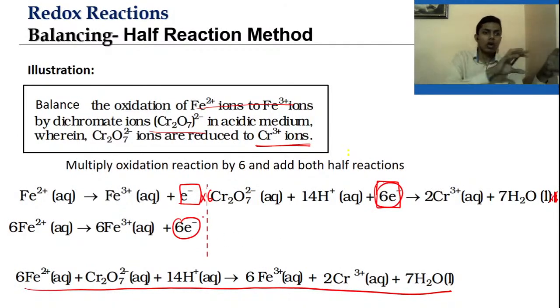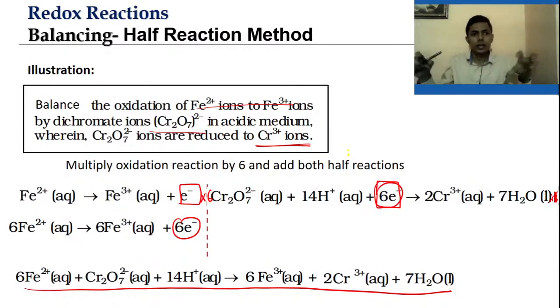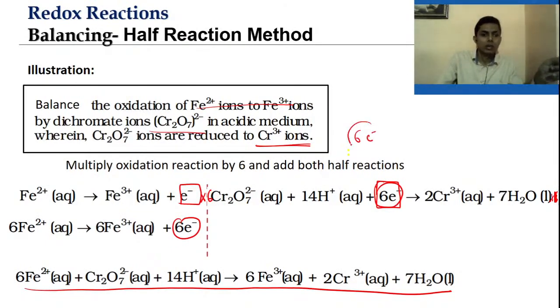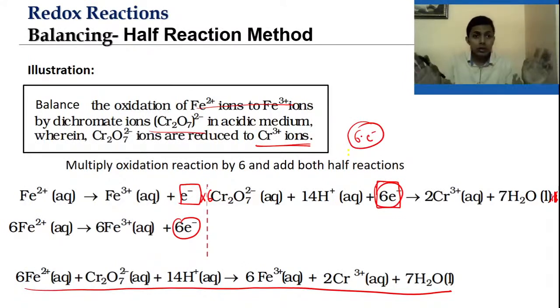Whatever electrons come out during oxidation get consumed during the reduction. So the number of electrons exchanged is 6. This kind of question seems very simple, but if you don't balance properly, you will end up with a wrong answer. So be careful. Practice more questions. This is very easy, and here you should be able to score well.